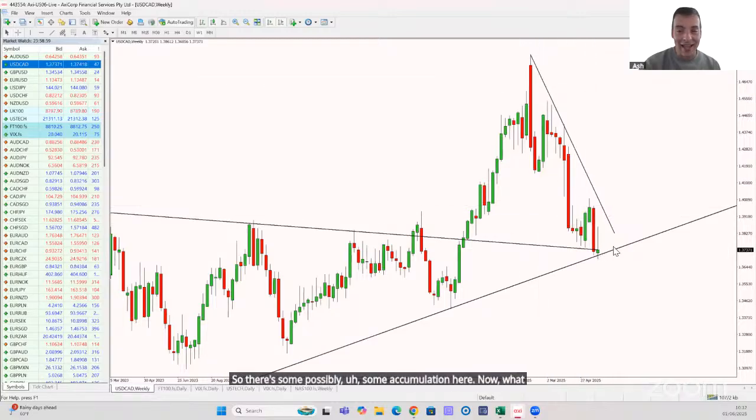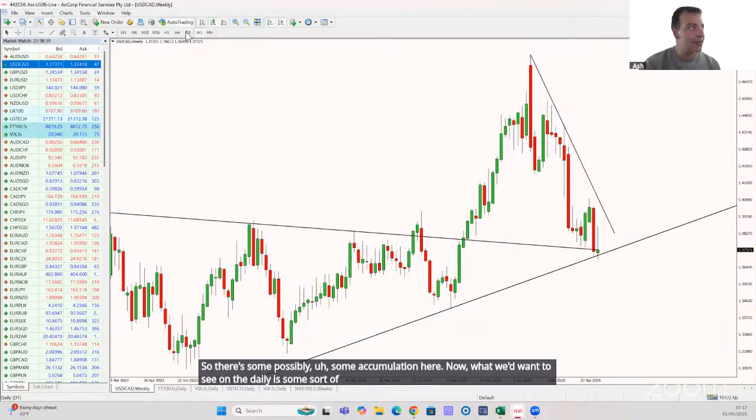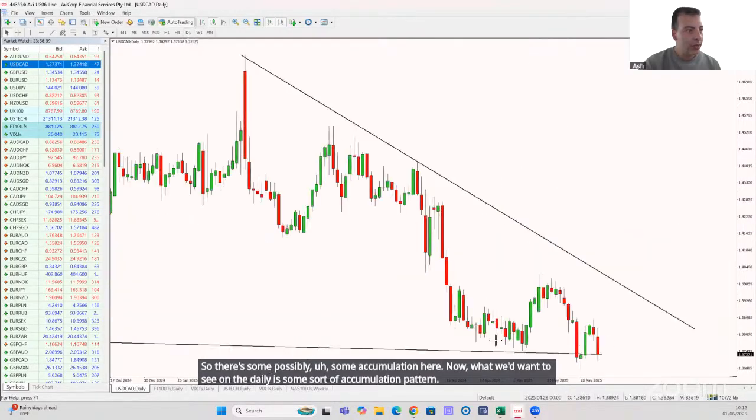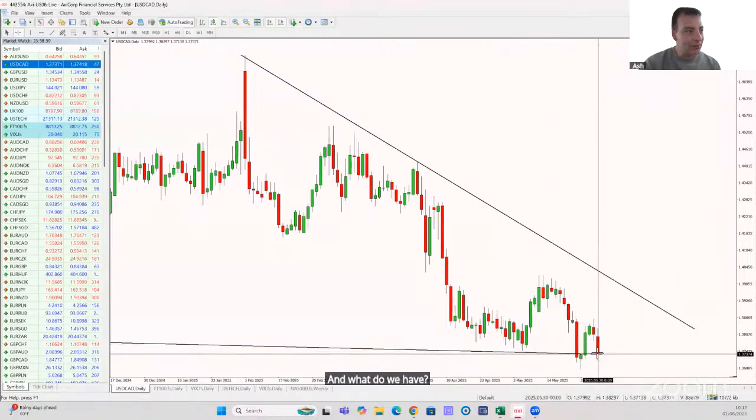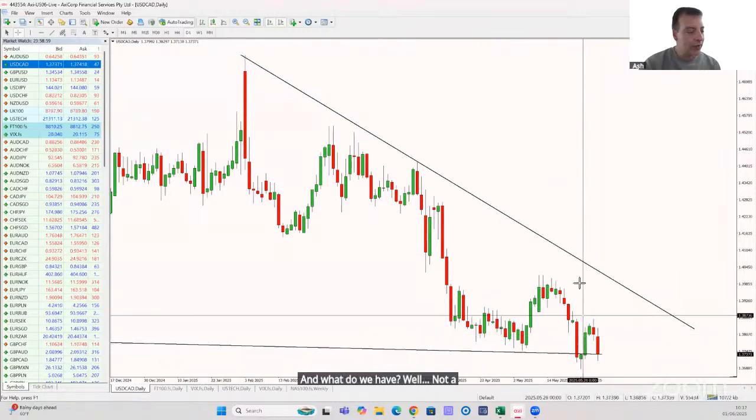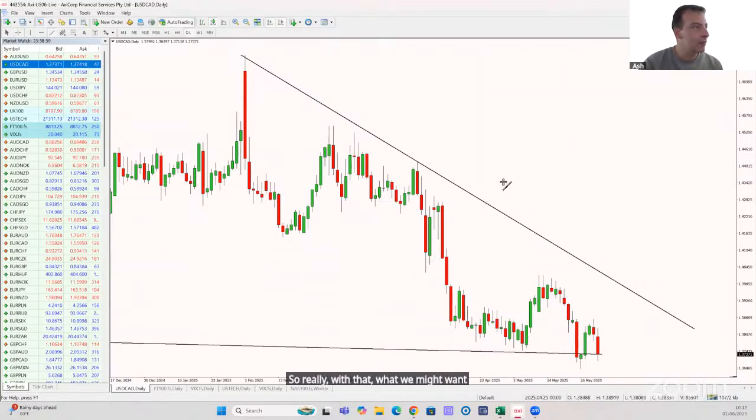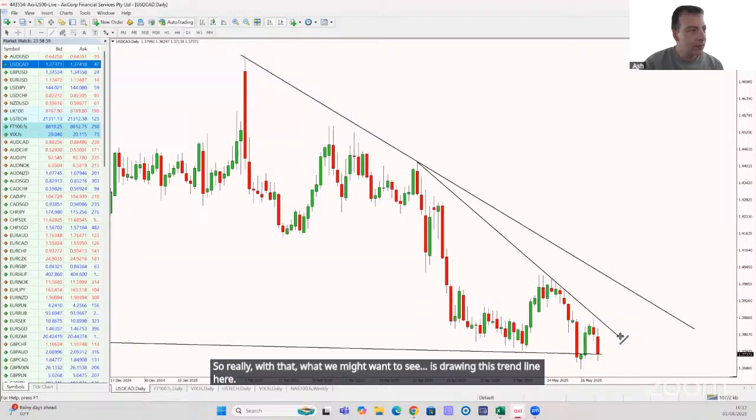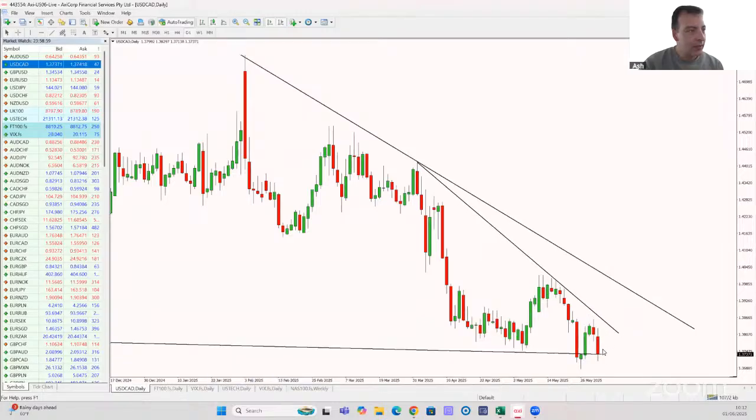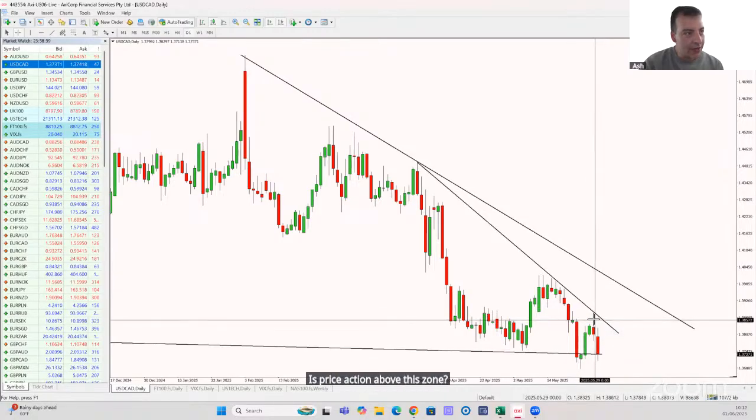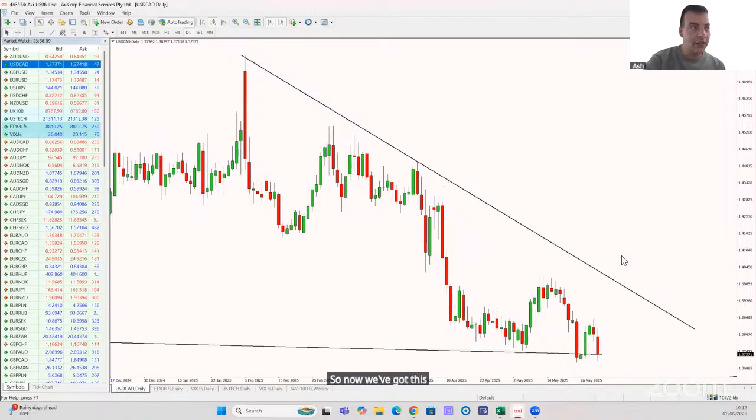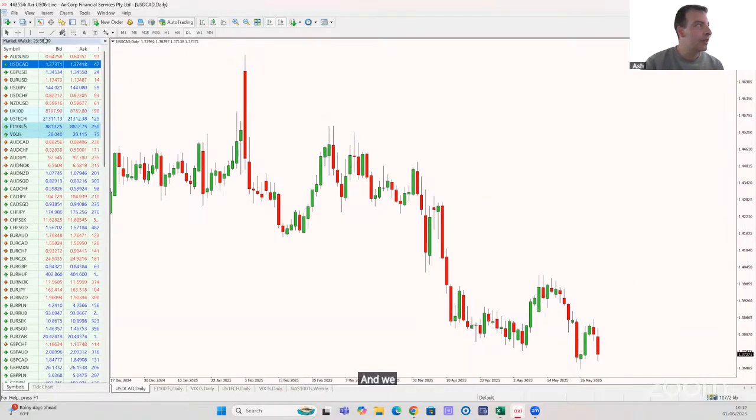Now, what we want to see on the daily is some sort of accumulation pattern. And what do we have? Well, not a great deal. So really, with that, what we might want to see is, drawing this trend line here, price action above this zone. Take out these highs. So now we've got this zone. If we take these lines off, then what we can see here is a box. This is the box here.